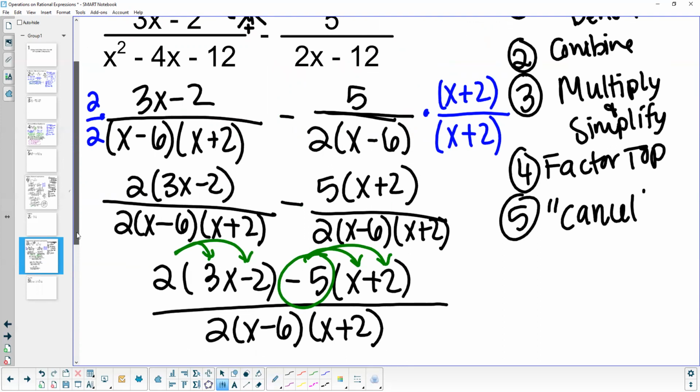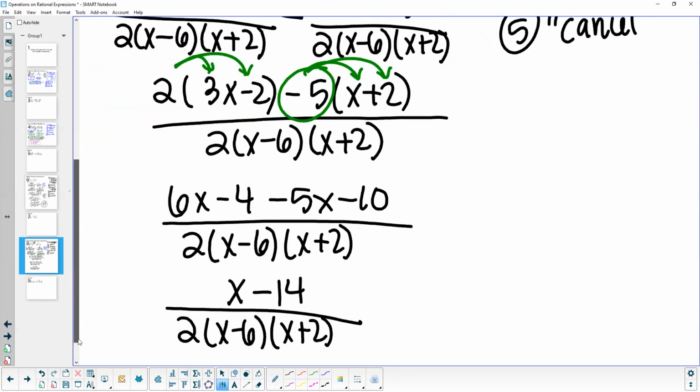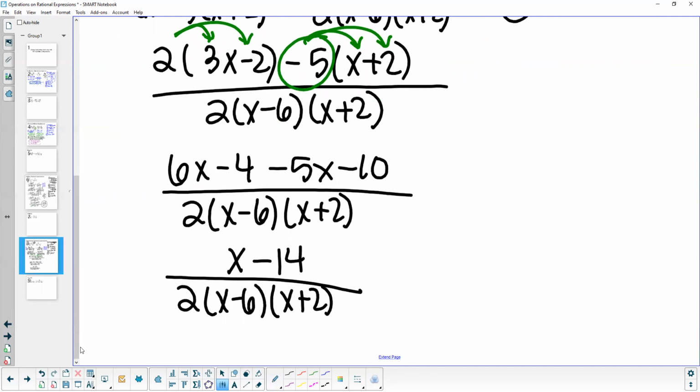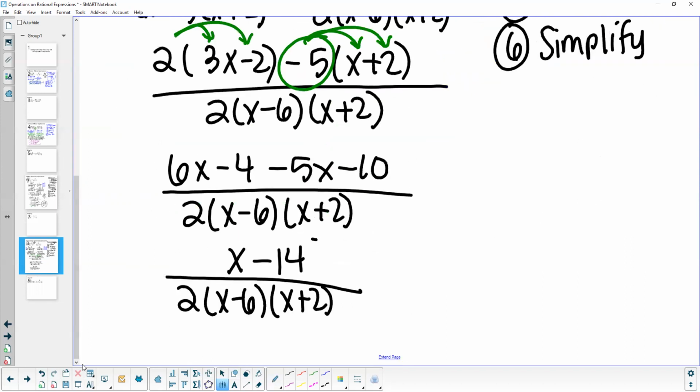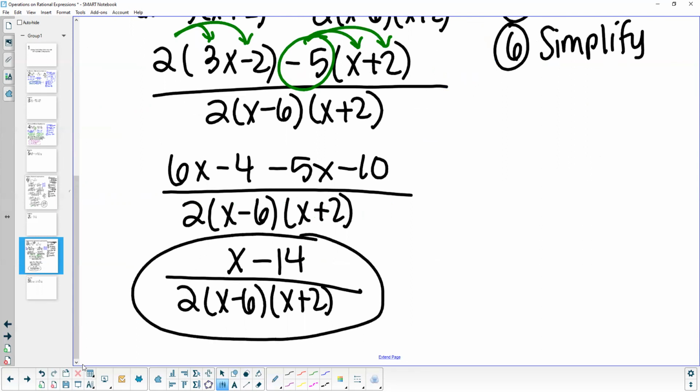And so we want to ask ourselves, is there anything in common on the top as we have on the bottom? And you'll notice that there is nothing in common between that top and bottom there. So nothing cancels out. And because there's nothing that cancels out, our last step is to make sure that we write out that simplified form. And when we're writing out that simplified form here, because nothing canceled out, this is our simplified form.